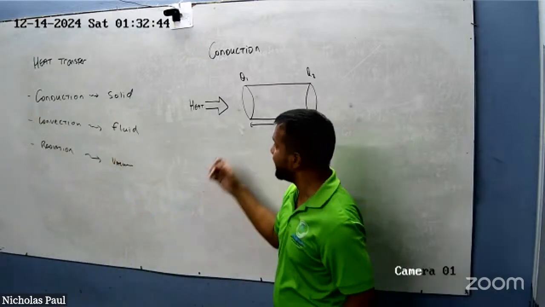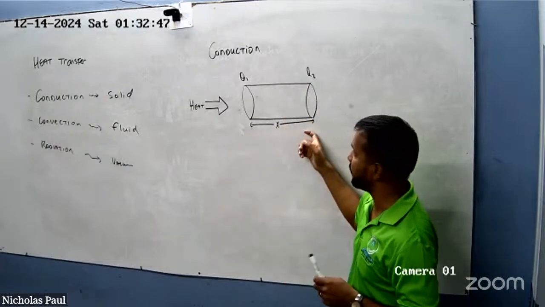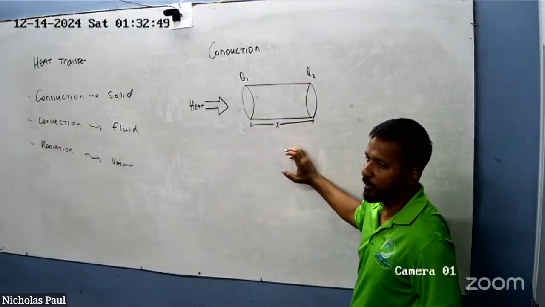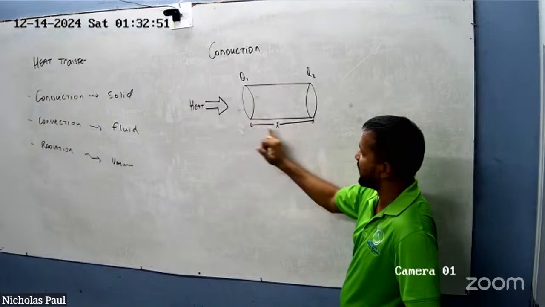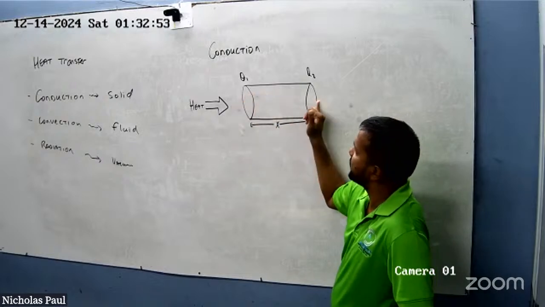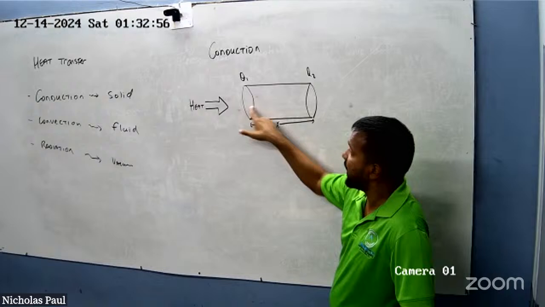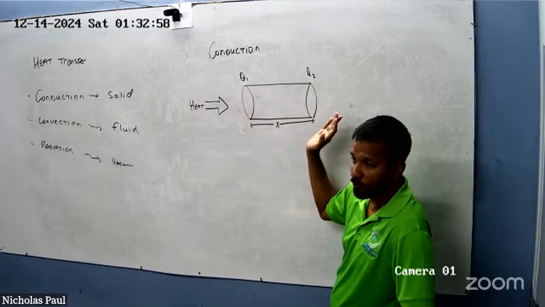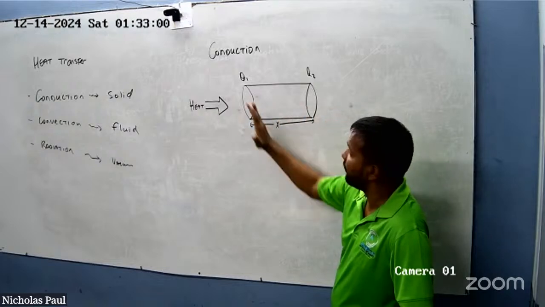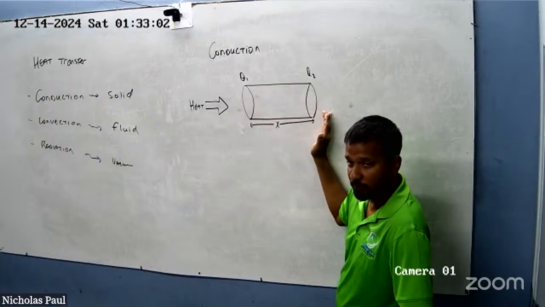In order for heat to flow, there must be a temperature gradient. Temperature gradient means that over this distance x, there must be a change in temperature. If the temperature is the same throughout, no heat will flow. Heat can only flow if there's a change in temperature.